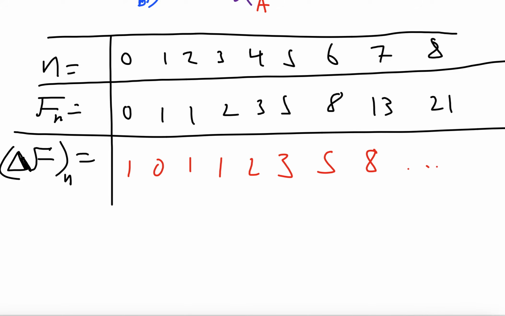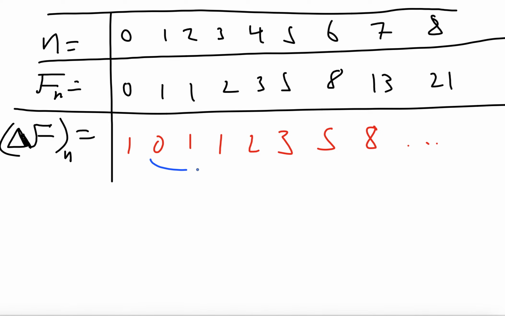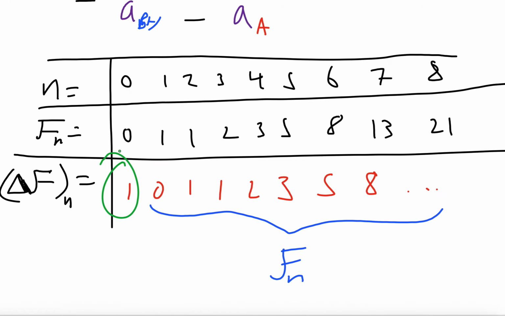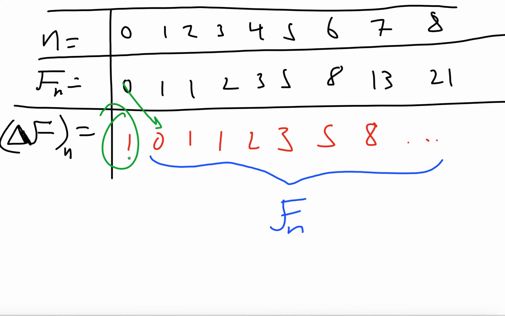Wait, hold on a minute. Do you see that? We've found the Fibonacci sequence repeating itself within the forward difference. But not only that, we've also found that there's a weird 1 here. What does that mean? Well, if f at 1 is equal to 1, then this somehow must be f sub negative 1.